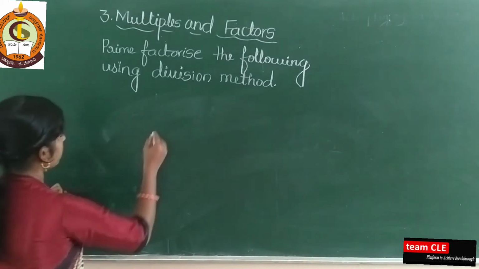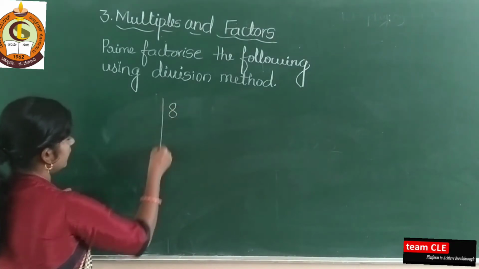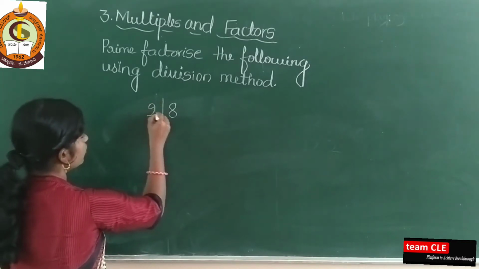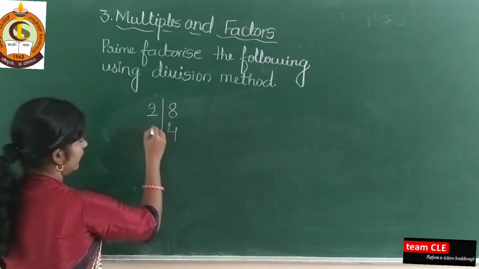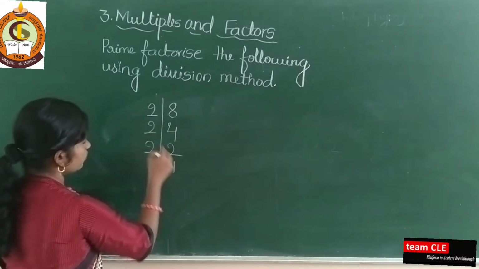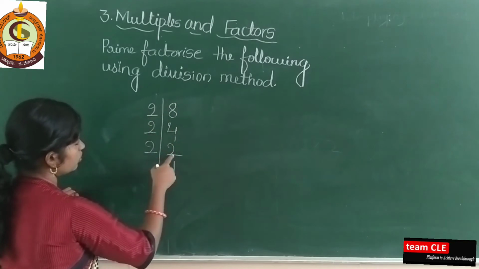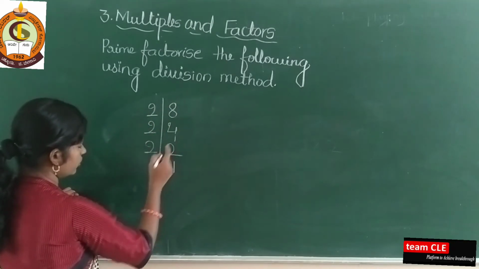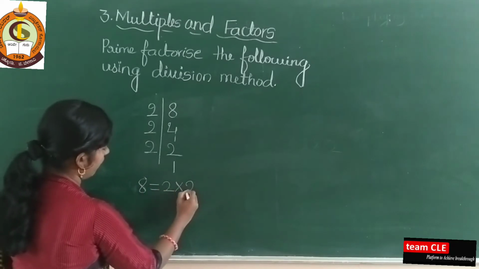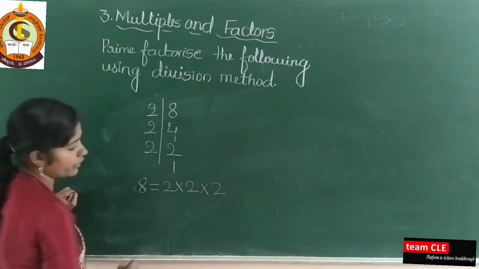Okay, so let us take one more example here, 8. Then tell me, 8 is there in which table? Yes, it is there in 2 ones table. 2 fours are 8. Again you take 2, 2 twos are 4. Again you take here 2. 2 fours are 8, 2 twos are 4, 2 ones are 2. So I express this in terms of prime factors: 2 into 2 into 2.